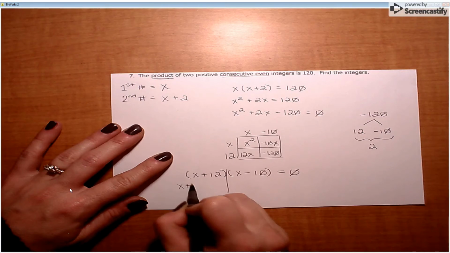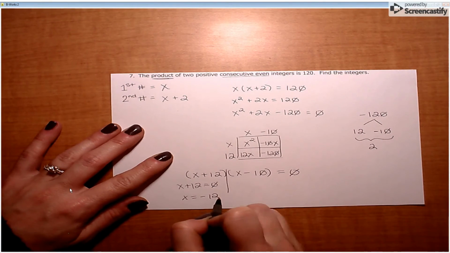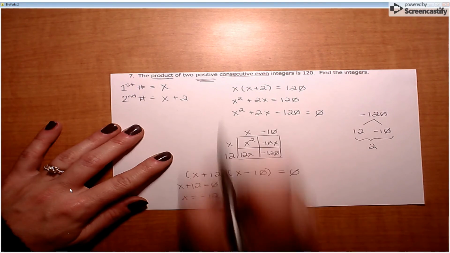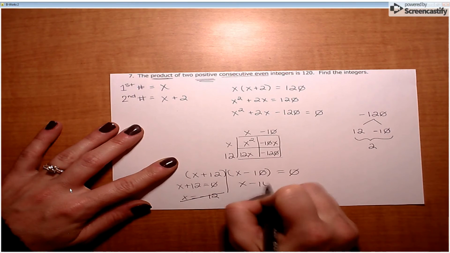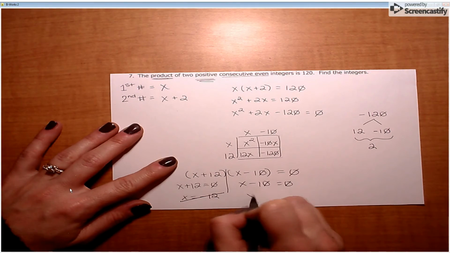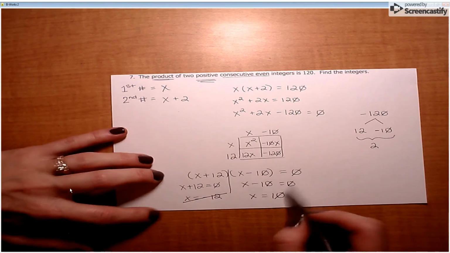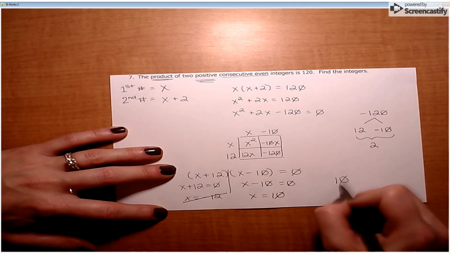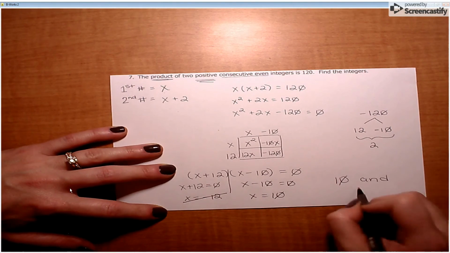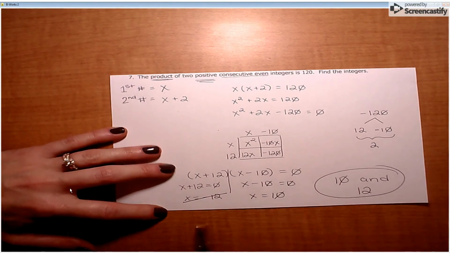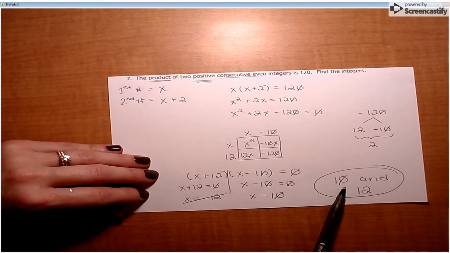Well, if x plus 12 was 0, that would mean that x was negative 12, but they told me they want them to be positive, so that one will not work. x minus 10 being equal to 0 would give me a solution of x equals 10. So if my first number was 10, x being 10, then my second number would be 12. So those are my positive consecutive even integers that have a product of 120.